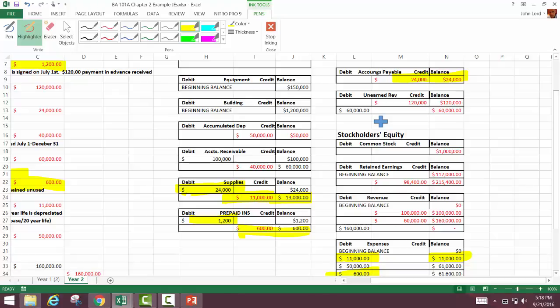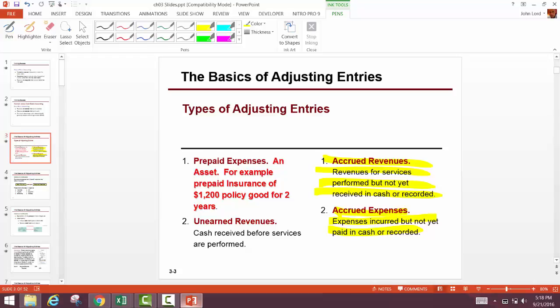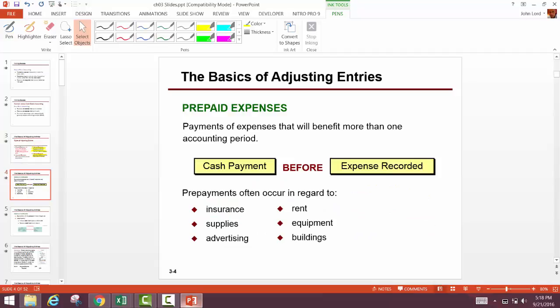Now I come over and take a look at some of the examples here. Let's see if it'll let me advance this way. Okay. So I have a cash payment before the expense. We've seen some of these. Insurance, right? Supplies. I could pay my rent in advance.